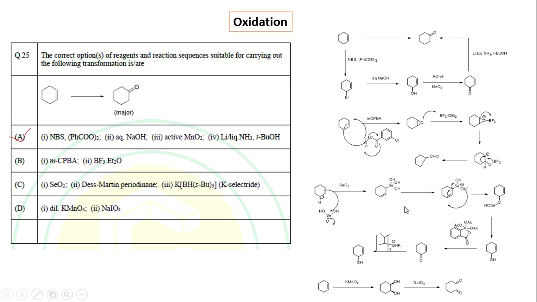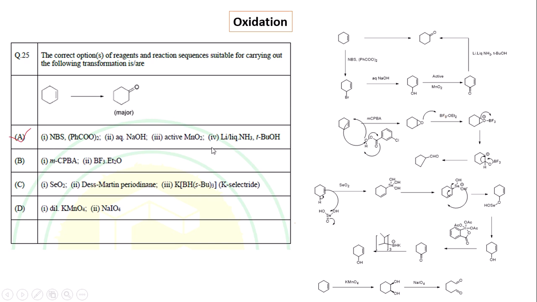Similarly, selenium oxide is used for the allylic oxidation of the alkene to produce the allyl alcohol, which undergoes Dess-Martin periodinane oxidation followed by reduction to give cyclohexanol. And another is KMnO4, which produces the cis-diol intermediate, which on treatment with sodium periodate gives the dialdehyde compound. So option A is the correct one.